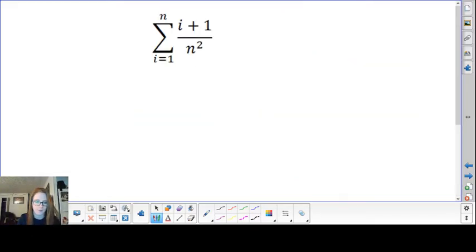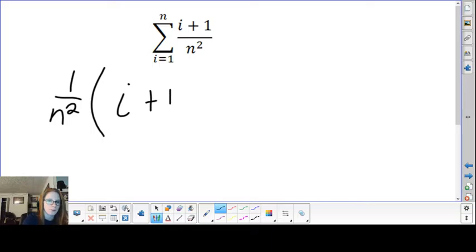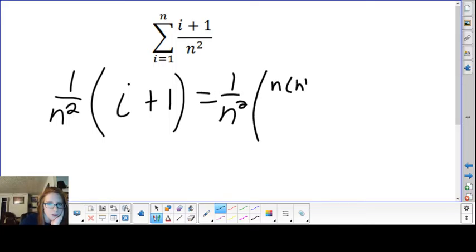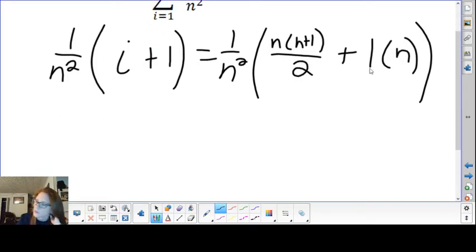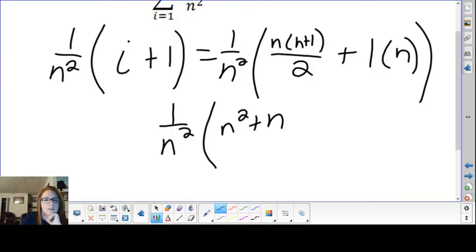Okay, moving forward, let's go ahead and try this next example. So I'm going to start again by factoring out my 1 over n squared, which leaves me with i plus 1. And I know that i is equal to n times n plus 1 divided by 2 plus 1 times n, because it's my 1 times my constant, in this case 1 times my n value. So I get 1 over n squared times n squared plus n divided by 2. This time I didn't have any fun cancellation going on.